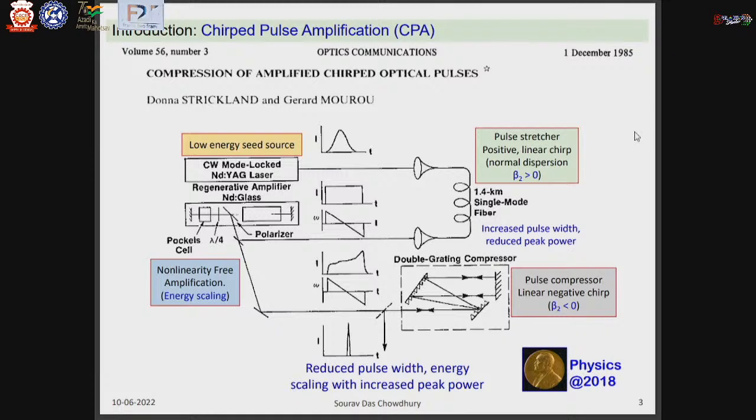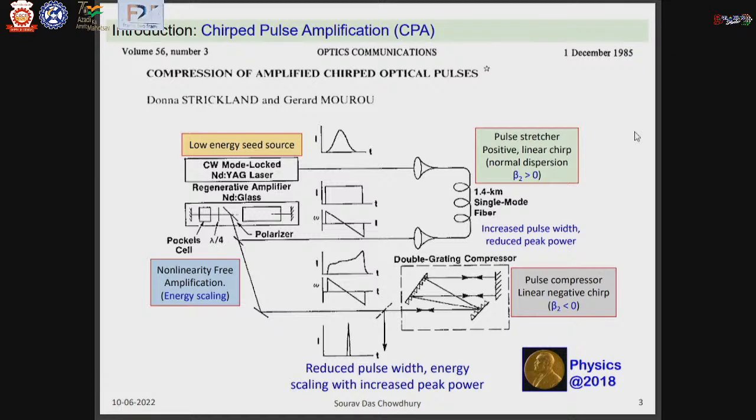Then that pulse is stretched in time domain, so the pulse is broadened in time through a 1.4 kilometer single mode fiber, which is also called chirping of the pulse. When the pulse gets broadened in time, the peak power goes down, and then it is amplified in an Nd:glass regenerative amplifier.